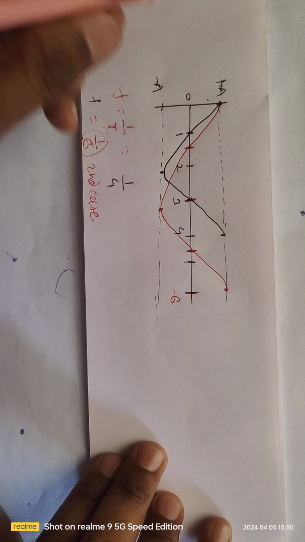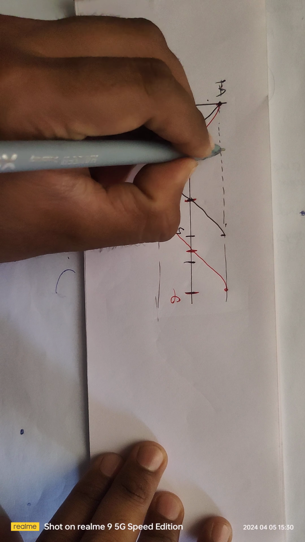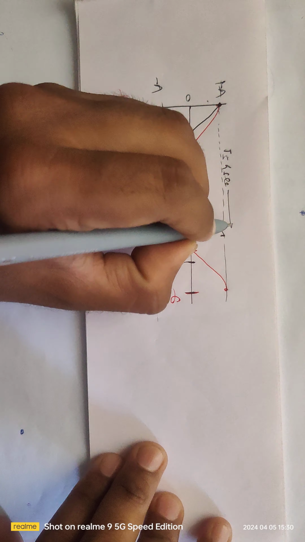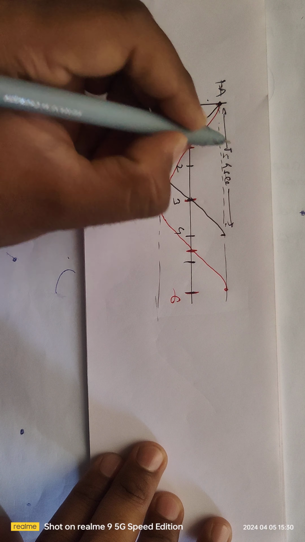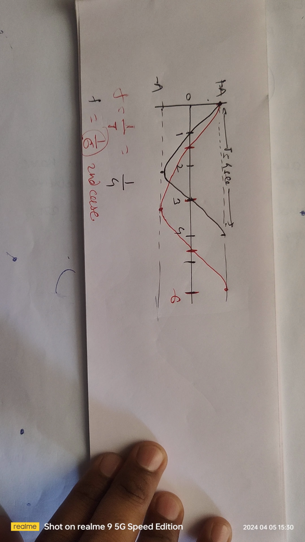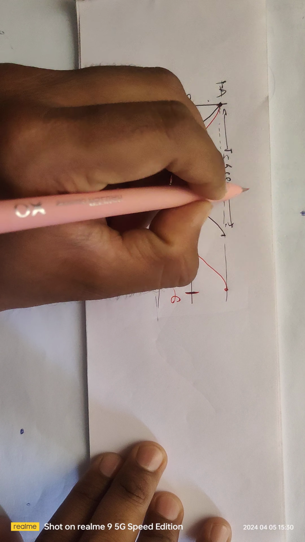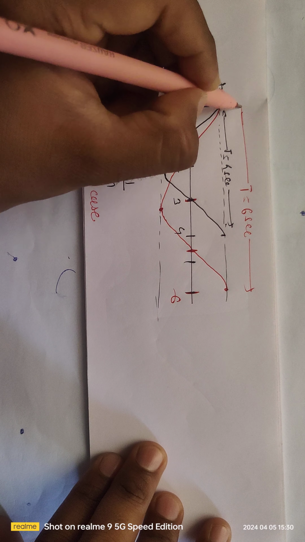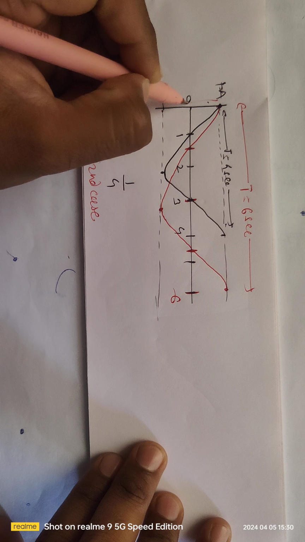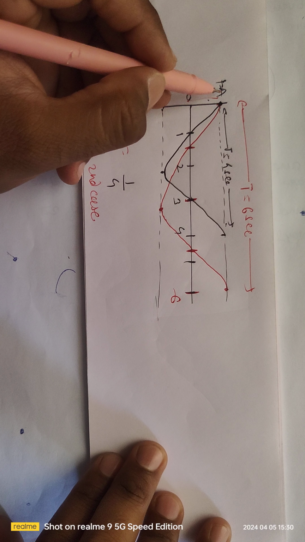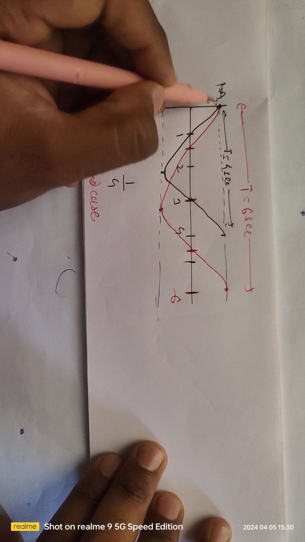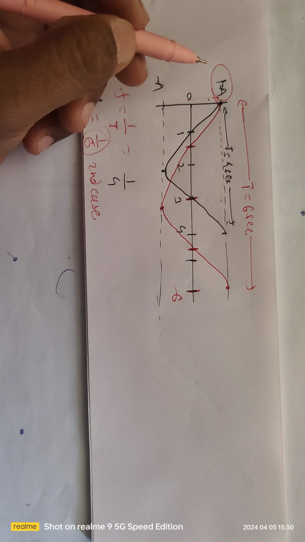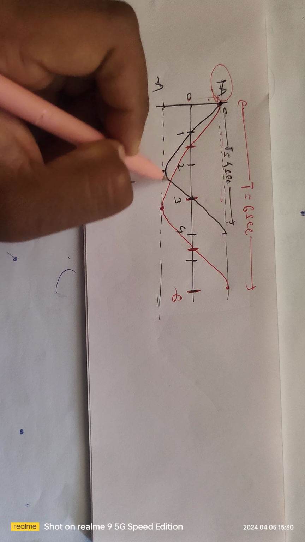Here T is equal to 4 seconds and in the second case T is equal to 6 seconds. Amplitude is the same, our phase constant is the same. We start from plus A position, but the time period changes, so our graph will become like this way.